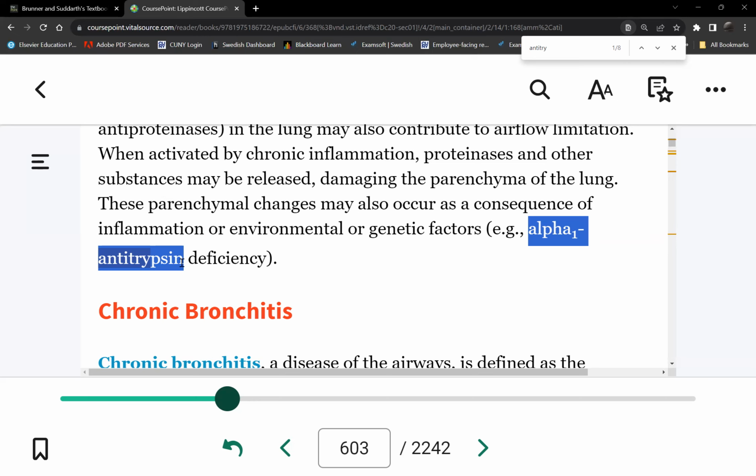The problem again is if this patient is a smoker, what happens to the amount and number of alpha-1 antitrypsin that will be produced? Will it increase or decrease? You're constantly smoking, so therefore you're constantly exposed to the pollutants. So therefore, what will happen to the amount of alpha-1 antitrypsin you will have? It will actually increase.